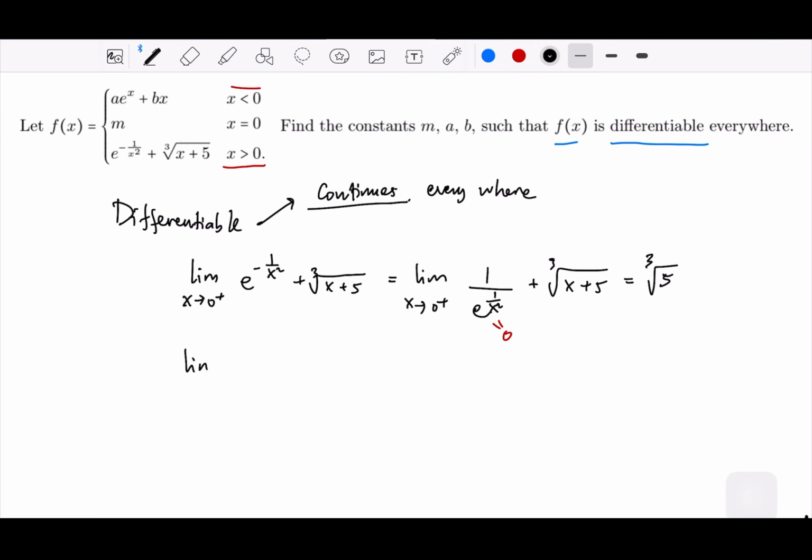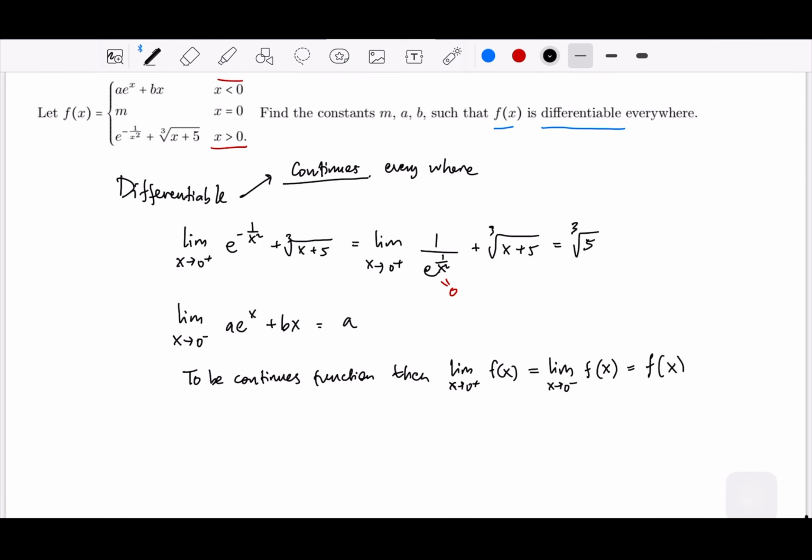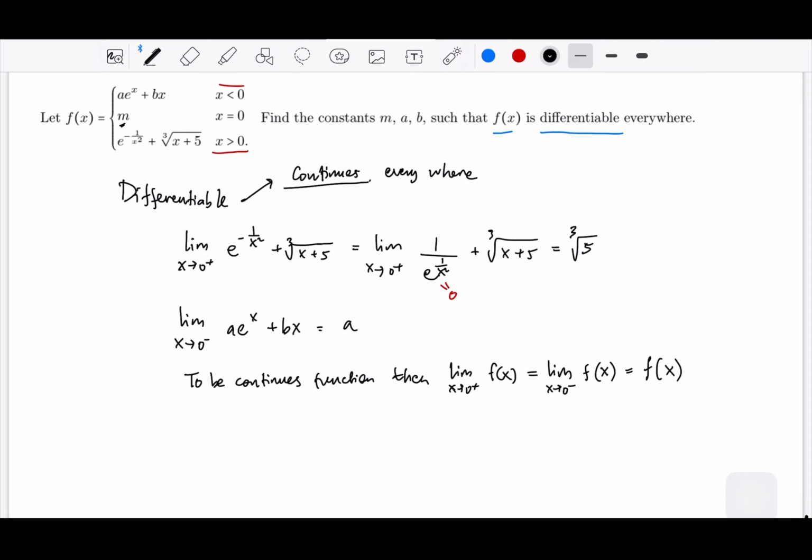And then we take the limit approaching 0 from the left side, we have A e to the power of x plus bx. And this is just taking 0 inside, and we see that it's going to equal A. So to be a continuous function, the limit of f of x needs to be equal to f of 0 itself, which is m. So A equals m equals this number, okay? So A is this constant, m is also this constant, and now we need to find b.